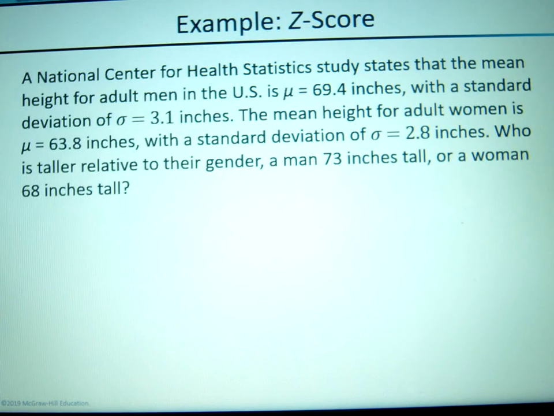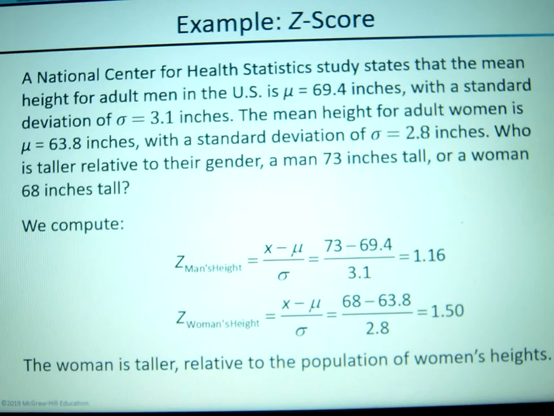So, the National Center for Health Statistics studied that height for men in the U.S. has a population mean of 69.4 inches with a standard deviation of 3.1 inches. And the mean height for adult women in the U.S. is 63.8 inches with a standard deviation of 2.8 inches. So now, who is taller relative to their gender? A man that's 73 inches tall or a woman that is 68 inches tall?